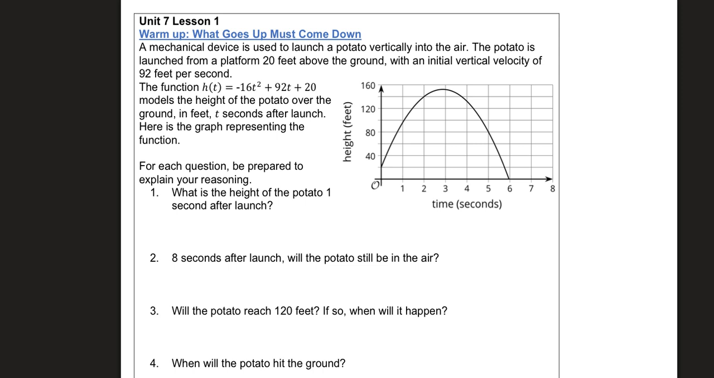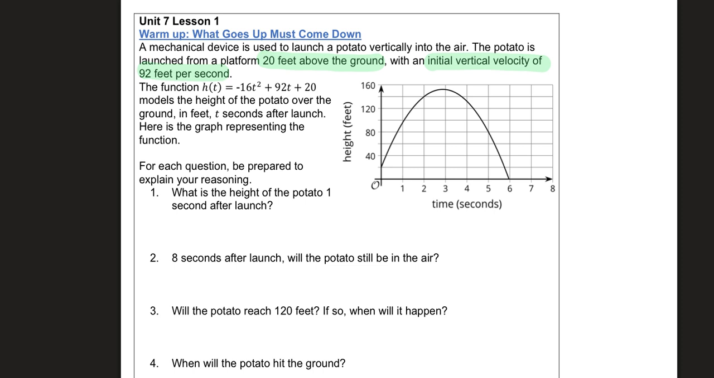So for today, we have a mechanical device that is used to launch a potato vertically in the air. The potato is launched from a platform 20 feet above the ground. So that's going to be some important information: 20 feet above the ground, with an initial vertical velocity of 92 feet per second.